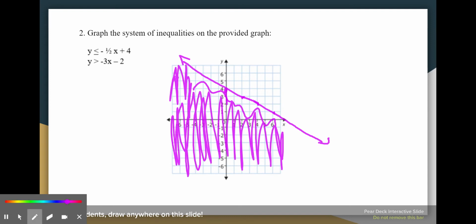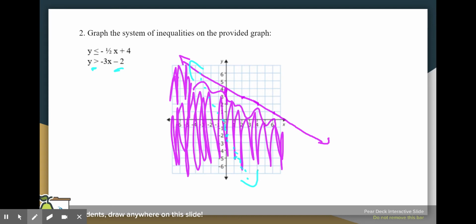All right. So the second one, a different color, has a y-intercept of -2. So we're going to put a point down, -2. And our slope is -3. So that means down 3. So 1, 2, 3 over 1. And because it's just greater than, it means a dashed line, dotted, dashed. It's very crooked, I'm sorry.